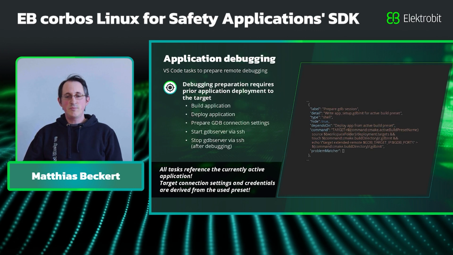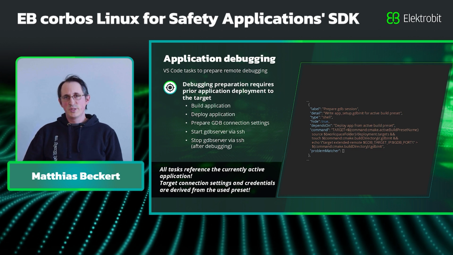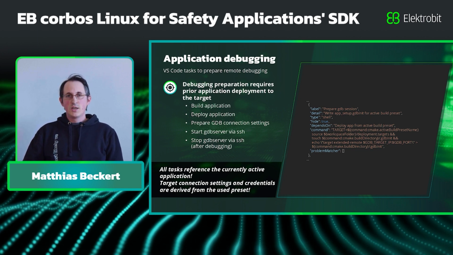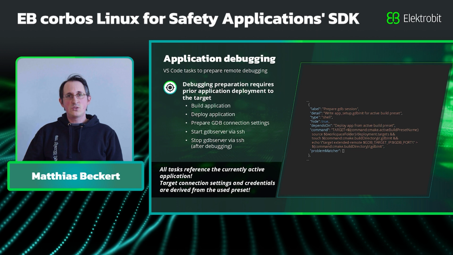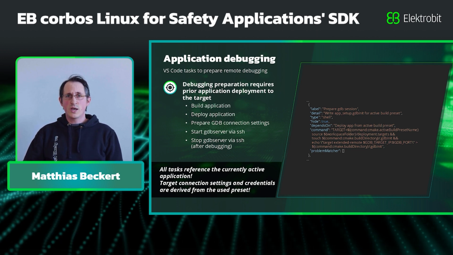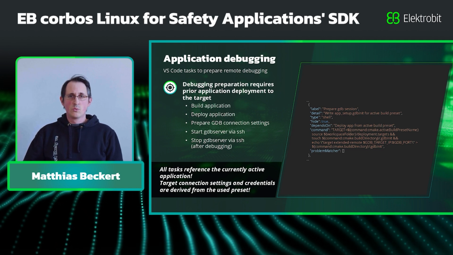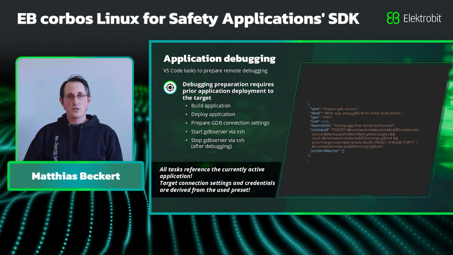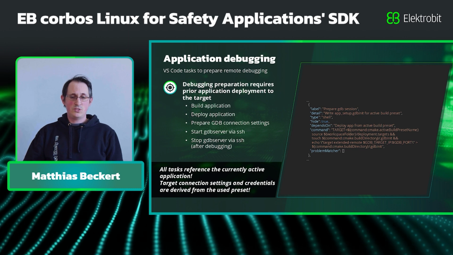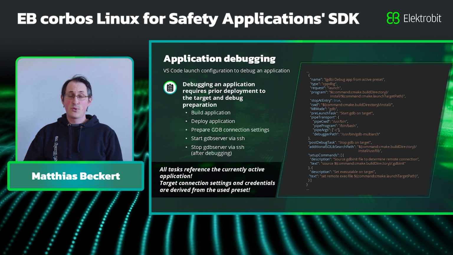If we would like to debug an application, some further steps are required. Again, we need to build the application and also deploy the application. But since we want to debug the application, we also need to start the GDB server on the target. And when we finished debugging our application, we would also like to shut down this GDB server on the target. Here on the right, you can see the call we use to start the GDB server on the target. Again, the connection settings are derived from the currently active CMake preset. Now we have a GDB server running on the target and a deployed application.